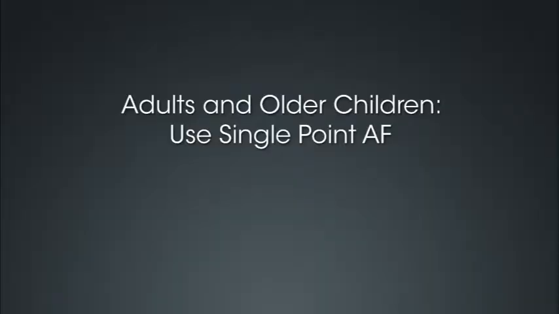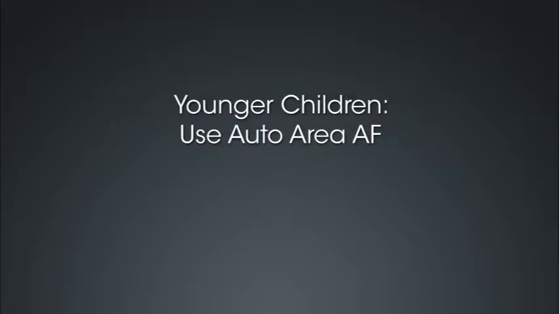For older subjects with less motion, the single point AF would be the best way to assure focus was exactly where you intended it. But if the subject was a younger child, there may not be time to select the individual focus point, so the auto servo AF might be a better option. If you're doing portrait work for older children and adults, using single servo AF combined with single point AF will give you the most accurate results.